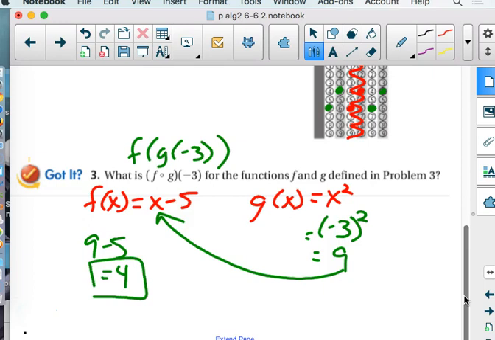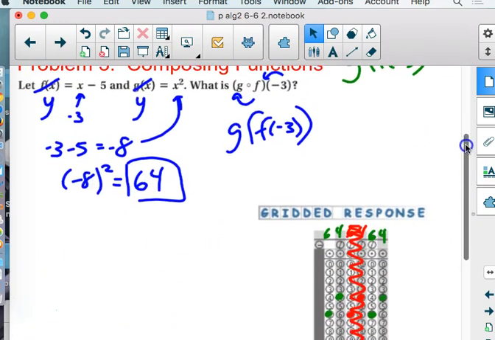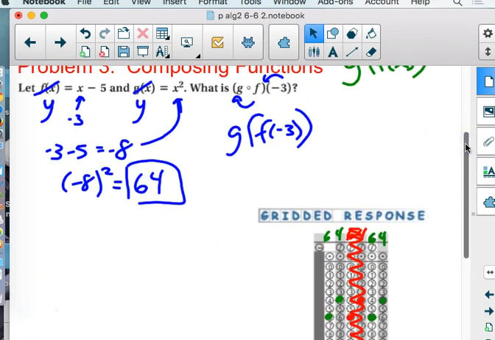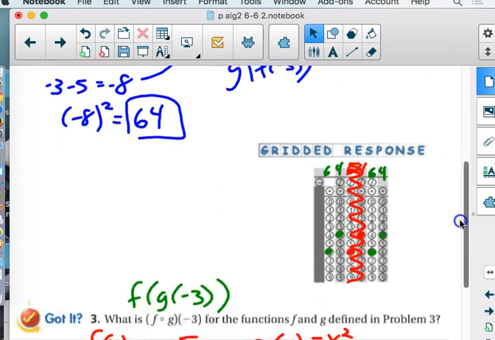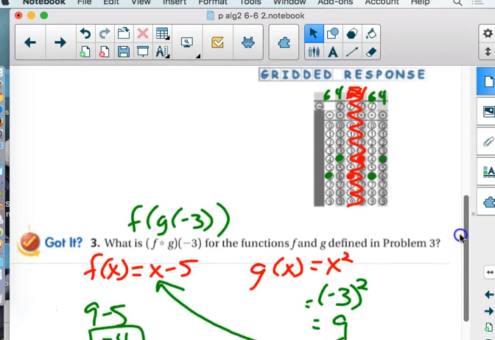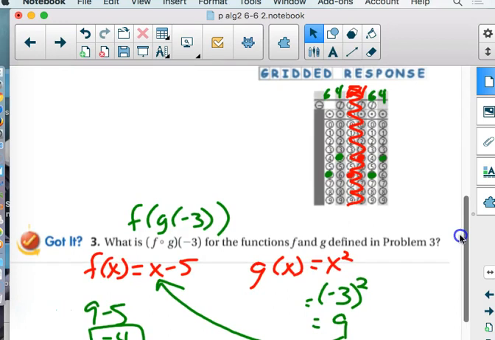Wait a minute. Do we get 4 for the answer for the one above this? What do we get for that answer? Well, we put negative 3 into this. We put negative 3 in. Carson's got it. It's a different order.